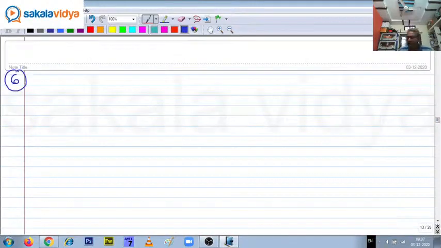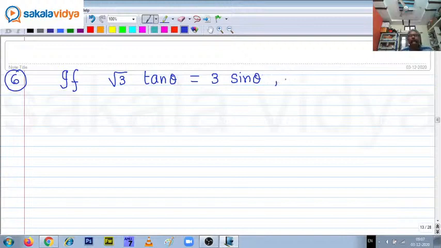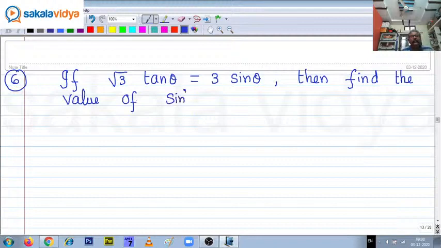Now the sixth question. Okay, let us solve sixth question now. Yes, Lakshmi, Vidya, Bharat, you are correct. If root 3 times tan theta equals to 3 sine theta, then find the value of sine square theta minus cos square theta. Sine square theta minus cos square theta. Okay, can you solve this problem?